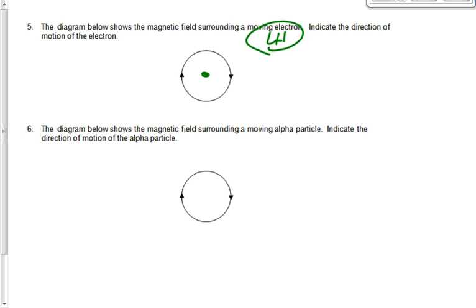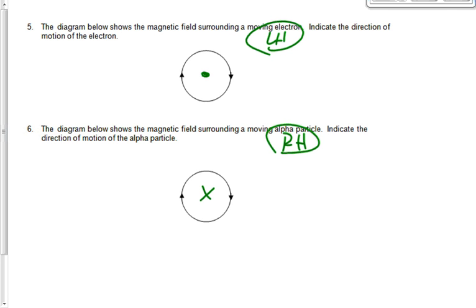Moving alpha particle, this is going to be the right hand because it's a positive particle. Okay, once again, we're not going to worry about the thumb right now. We're going to worry about the fingers. They're going clockwise. Now, which way does my thumb have to point in order for my fingers to go clockwise into the page? So we'd represent that by an X.